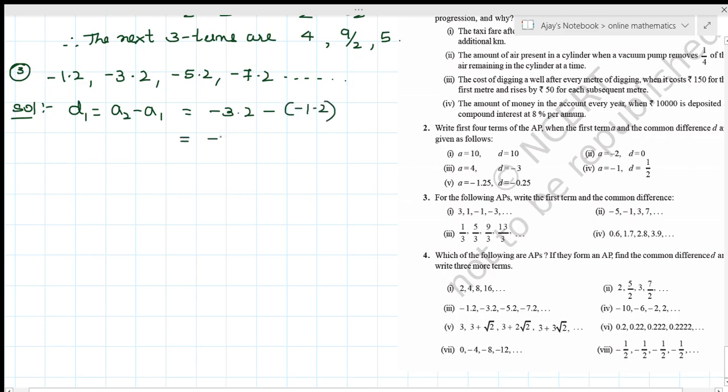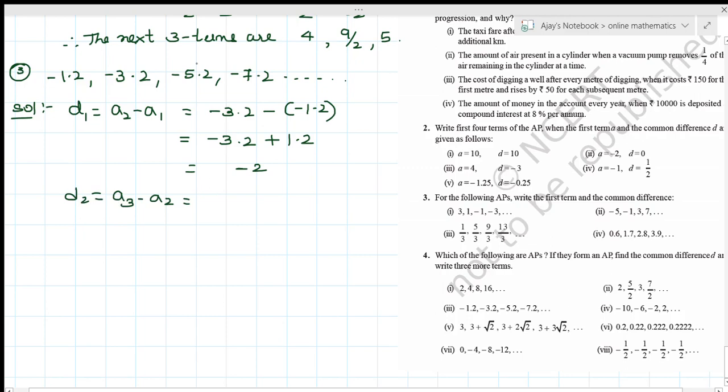So you get minus 3.2, minus into minus, it is plus 1.2. Since 0.2 gets cancelled, 3 minus 1 is 2. The bigger number is minus, so it is minus 2. So D2 is A3 minus A2.